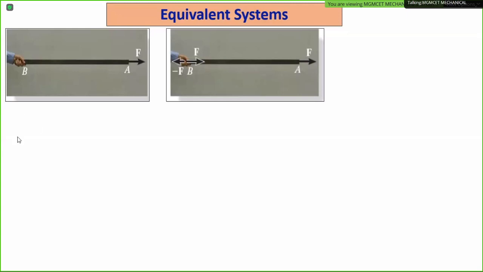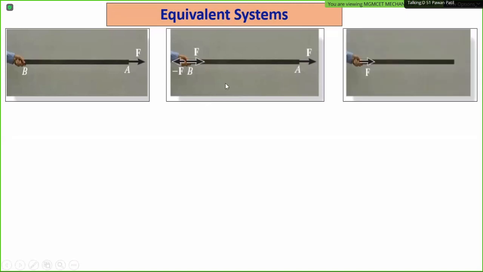B point पे देखो, दो forces मैंने add कर दिए. One is towards right, one is towards left. So finally, I can say this force F and this force F, one is acting towards right, one is acting towards left. So the sum is equal to 0. So दोनों cancel कर दिए. So equivalent system मेरा क्या आ गया? Only one force will be left and that is magnitude F.